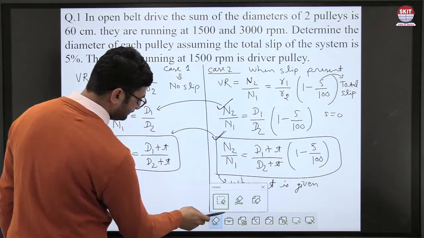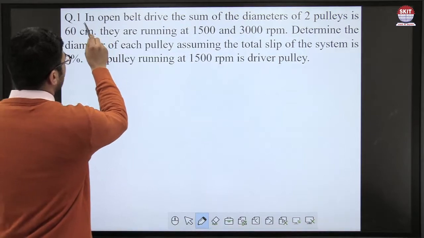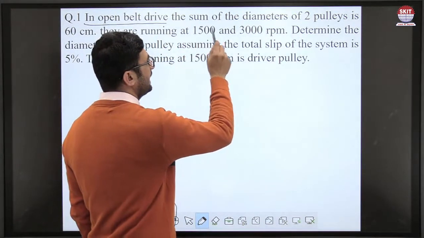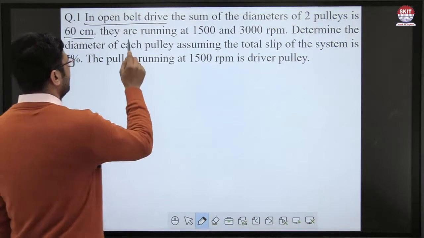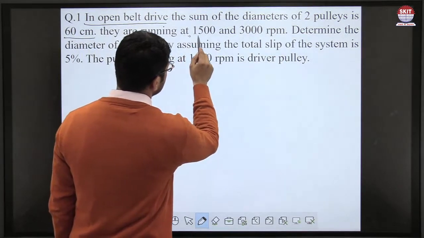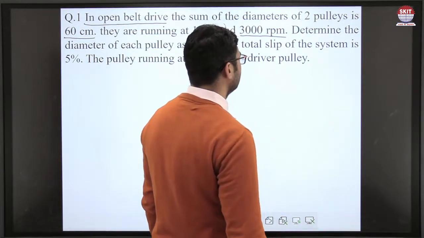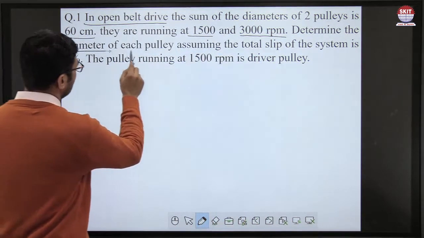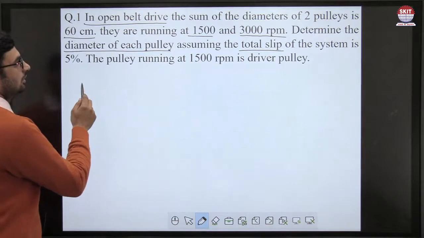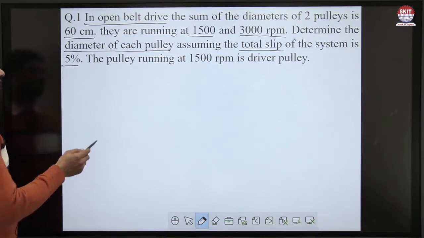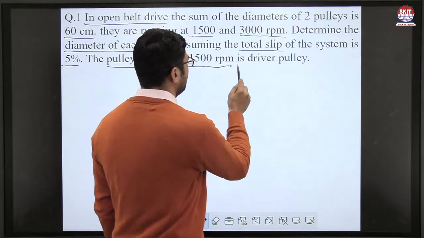In this question, given: in an open belt drive, the sum of the diameters of two pulleys is 60 centimeter, and they are running at 1500 and 3000 rpm. Determine the diameter of each pulley, assuming the total slip of the system is 5%, and the pulley running at 1500 rpm is the driver pulley.